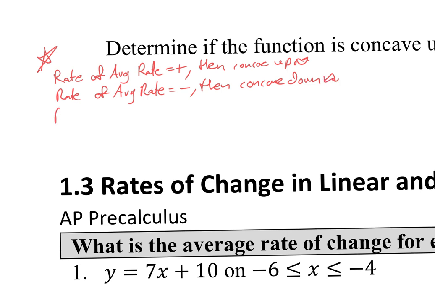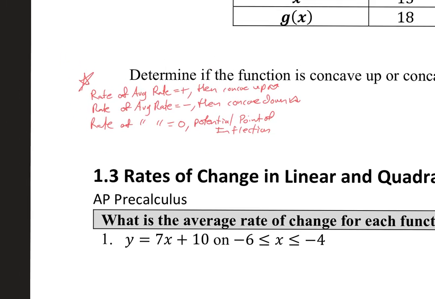And check this out. This is kind of interesting. If the rate of the average rate equals 0, well then, we have a potential point of inflection. Now I say potential because there's other things it could be, and we'll talk more about that later, but especially next year in calculus. But for now, this is your general rule, and that's all you really need to know to determine this.